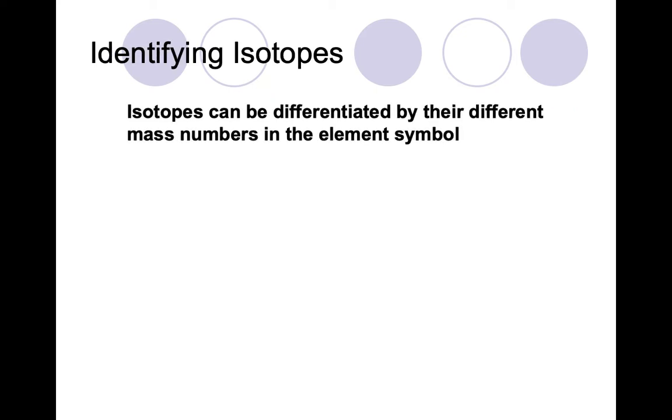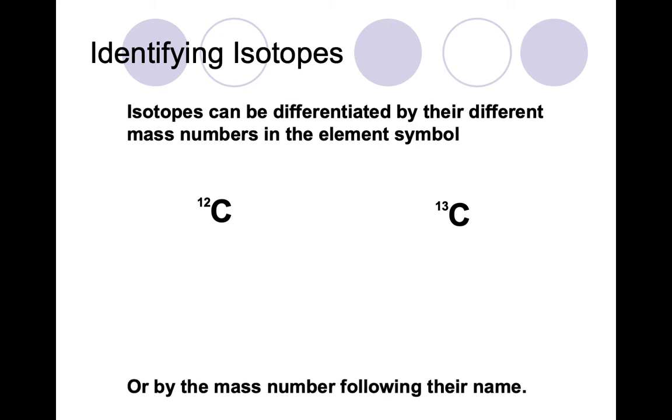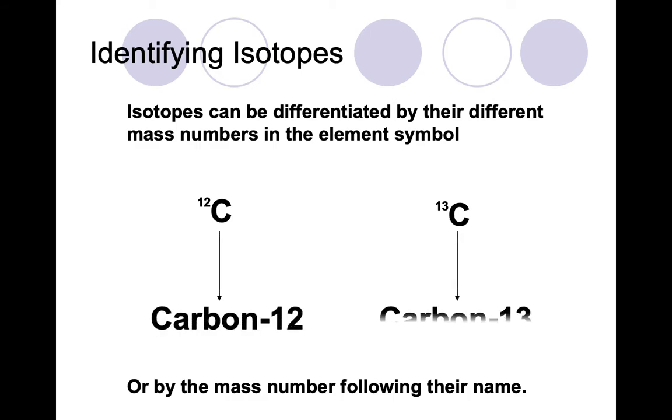So, how can we differentiate isotopes, or how do we know when we're talking about a single isotope? Let me give you an example. Sometimes the mass number at the top will be 12 and 13. As you can see, carbon 12 has one less neutron than carbon 13, and carbon 13 again has one more neutron. Another way we can do this is by identifying it after the name. So carbon 12 again has one less neutron than carbon 13.